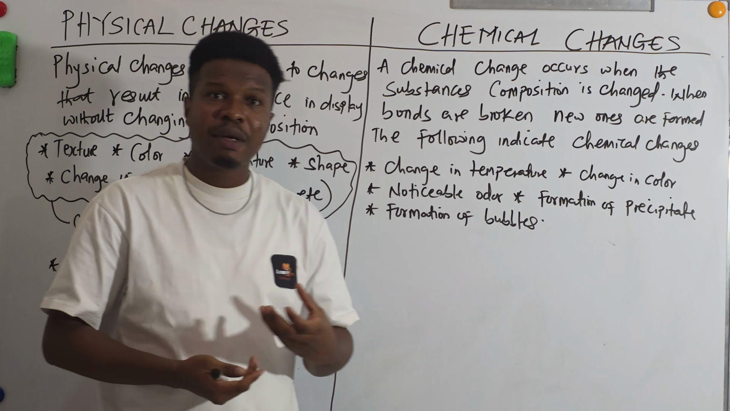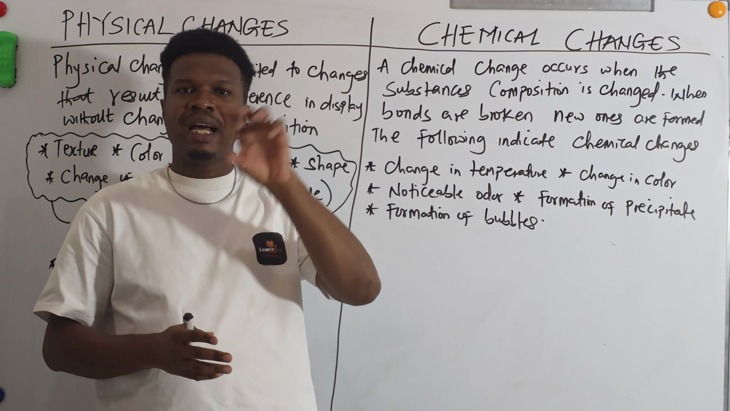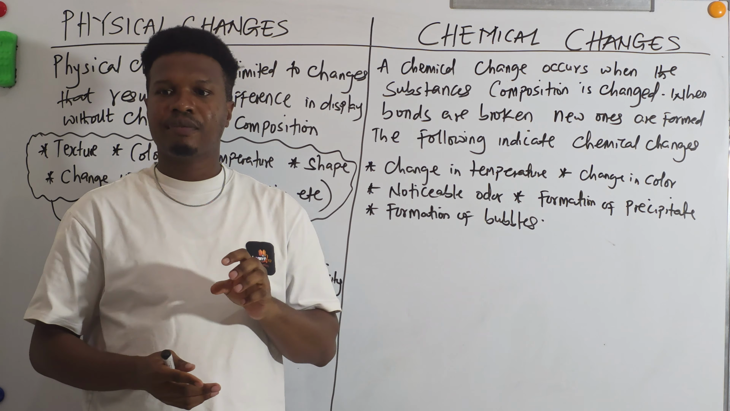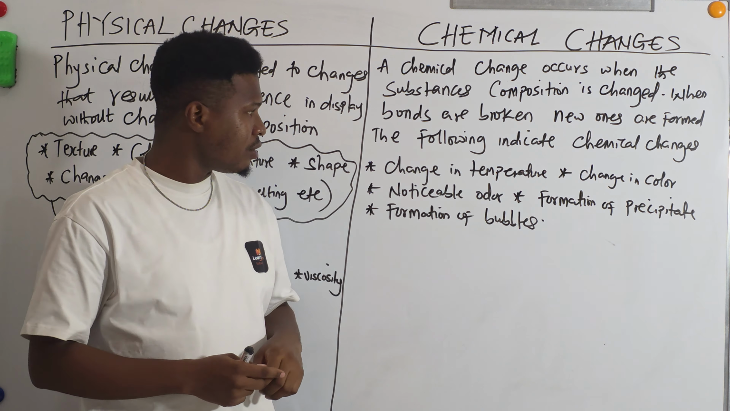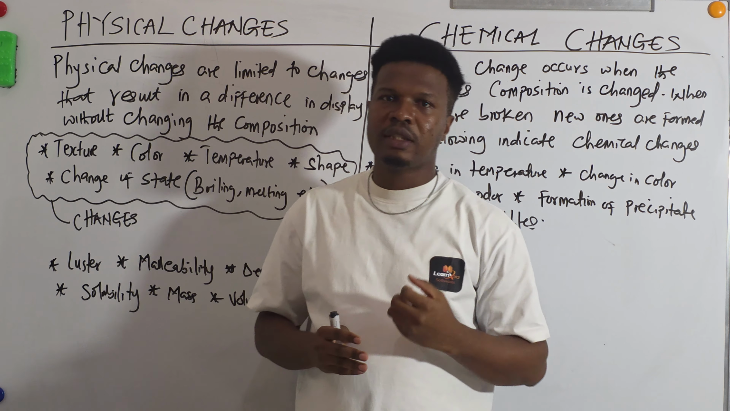Some reactions form what we call precipitates, either at the top or at the bottom part of whatever you're using to react it. The last one is formation of bubbles. So reactions can give rise to bubbles, and that's a change that you can use to tell that this change is a chemical change.